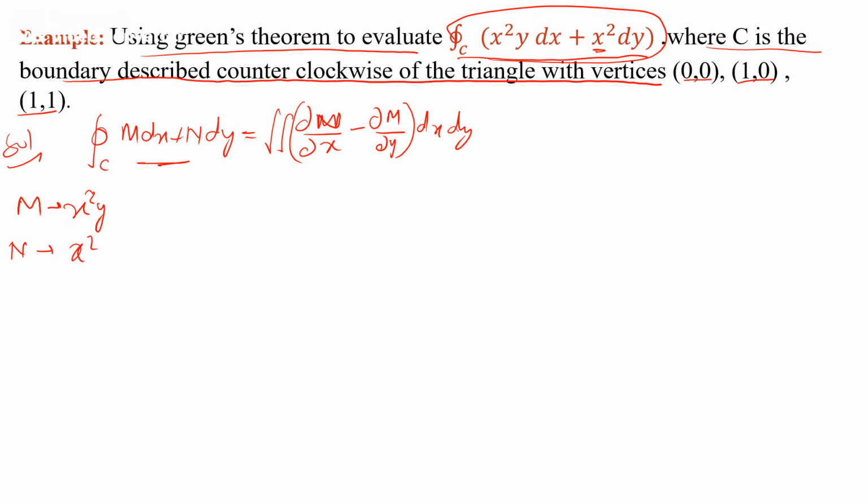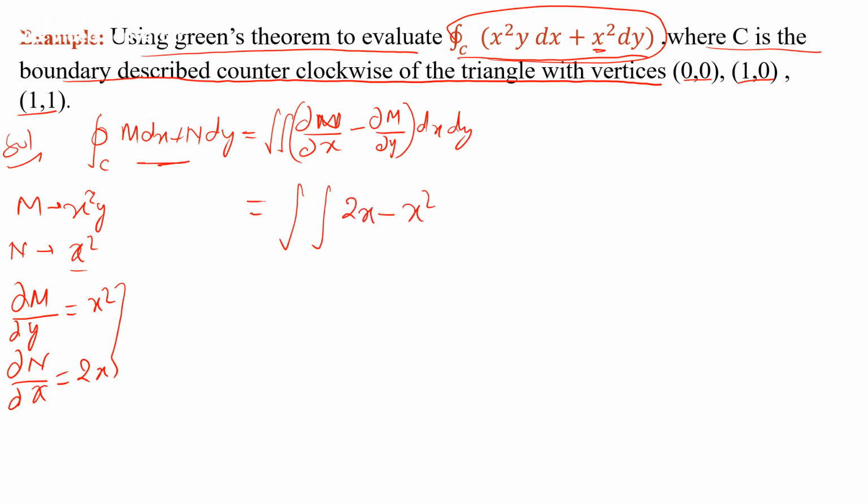Now take the partial derivative of M with respect to y, so we get x square, and the partial derivative of N with respect to x, we get 2x. Now apply here, so we get 2x minus x square dx dy. Now first we plot that region. Here we have a triangle whose vertices are 0 0, 1 0 and 1 1. Suppose this is 1 1.